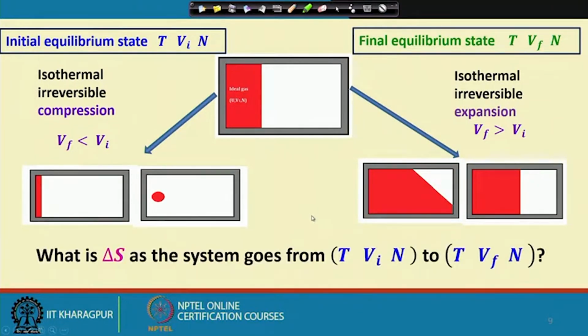What the second law of thermodynamics tells us, in order to decide in which direction this change of state would go, is to look for the change in entropy, delta S, between the final state and the initial state, as the system goes from the initial state of temperature T, initial volume V_I and number of particles N, to the final equilibrium state characterized by the same temperature T, volume V_F and the same number of particles.